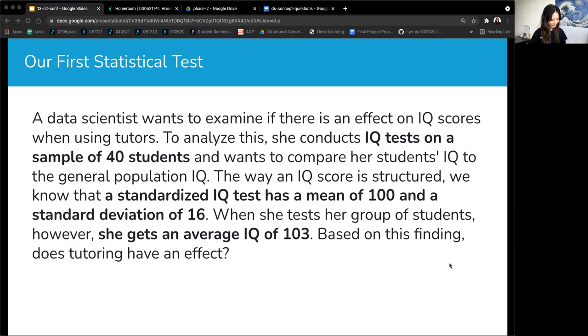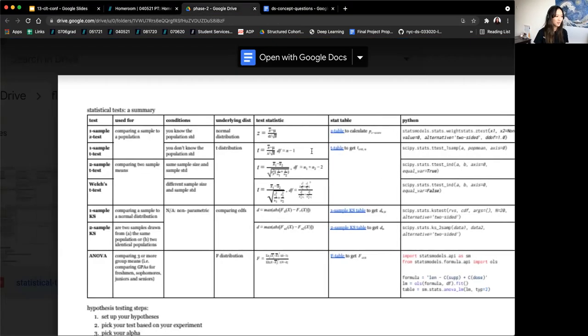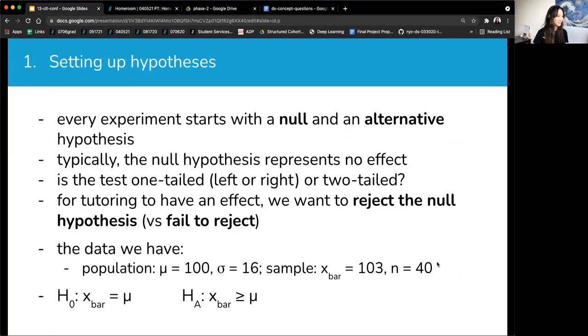All right. So before we get into actually conducting the test, let's go through a series of steps. And these steps do apply to every single statistical test. So 6 main steps. First, you're going to set up your hypotheses, and we're going to talk about each of these in detail in a little bit. Then we're going to pick our statistical test based on our experiment. Then we pick an alpha, calculate a test statistic, find your p-value, and interpret. And we're going to go through all of these steps for almost all of the tests that I have listed here. So yeah, cool. So the first step is setting up a hypothesis.